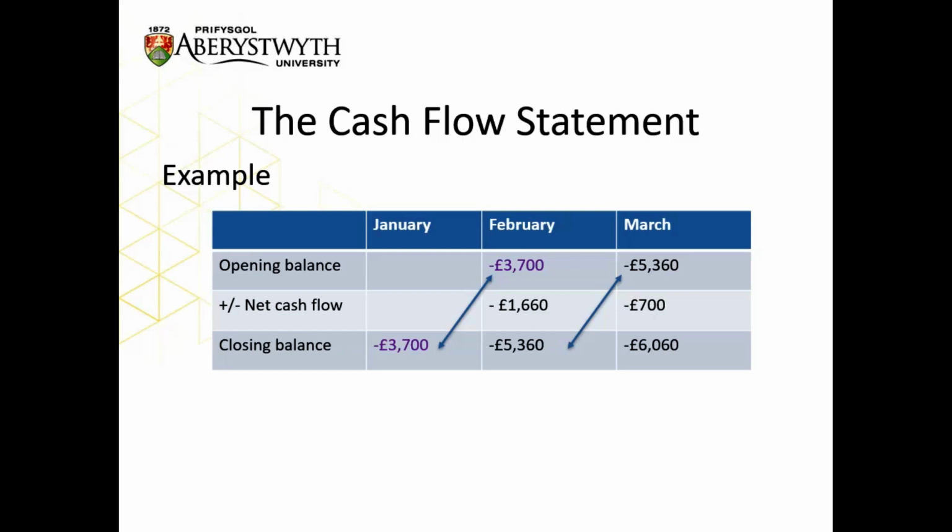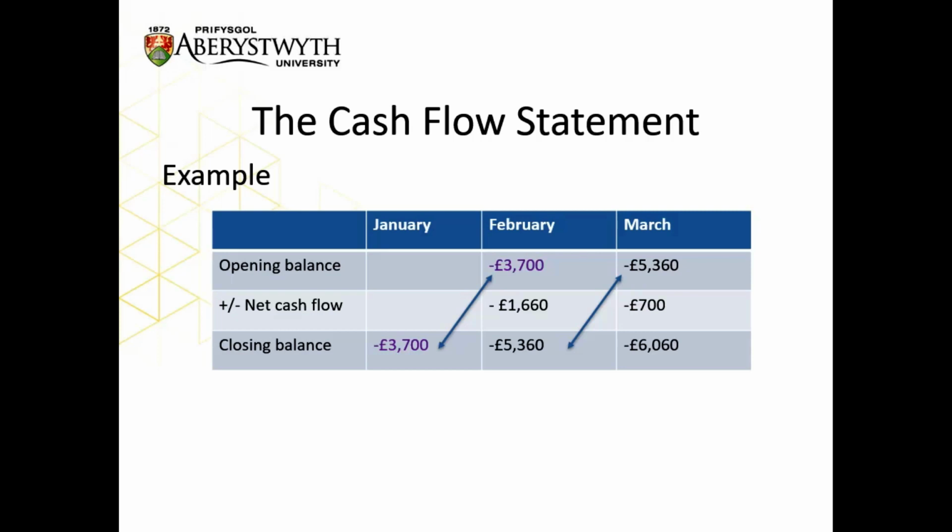We then incur revenue and costs, which total a negative 1,660. So we've spent £1,660 more than we could afford in that month. So that leaves us then with an even more negative closing balance in February of 5,360. Okay, so that 5,360, the closing balance of February, then becomes the opening balance in March. So March now has an opening balance of 5,360 negative.